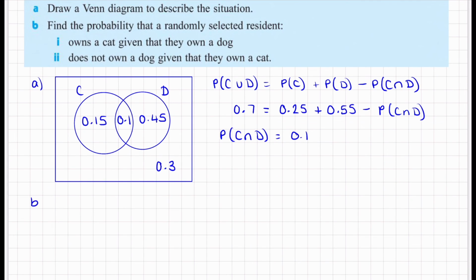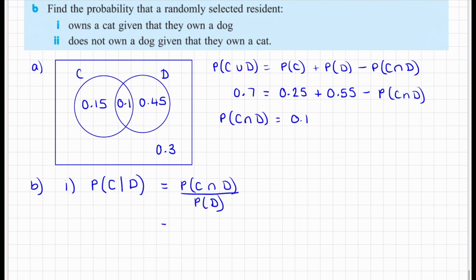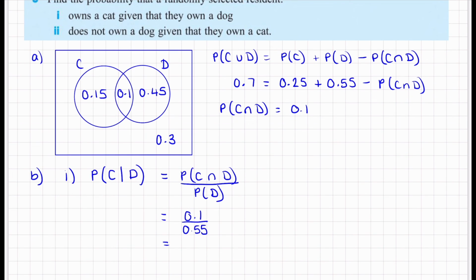Part B, find the probability that a randomly selected resident owns a cat given that they own a dog. So we want the probability that they have a cat given, which is a straight line, they own a dog. So we want to use our formula, which is the probability of C and D divided by the probability of D. And we just put in our information. Probability of C and D is 0.1, divided by the probability of D, which was 55%, so 0.55. So this simplifies down to 2 out of 11.